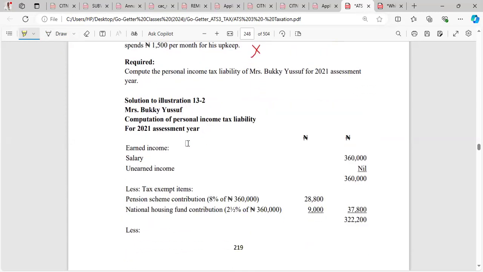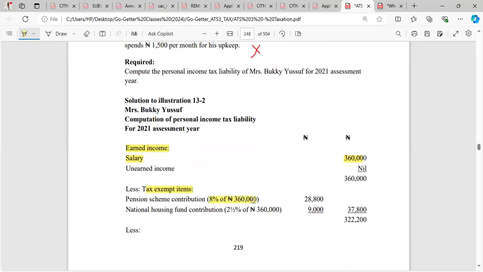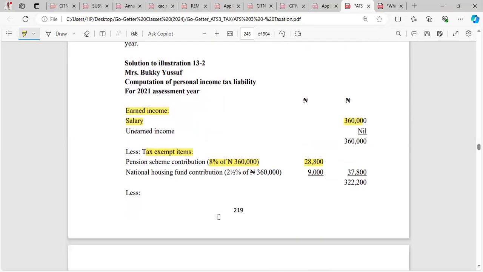Now, how do you compute the tax liability? Look at her earned income, salary. Her consolidated salary is 360 as given. She has no unearned income, so no rental income, no dividend income, no interest income. Now, tax exempt items. We have our pension scheme at 8% of her consolidated income, which is housing, transport, and basic, and we got 28,800. The National Housing Fund is 2.5% of basic, but we are not given basic, so you use 2.5% of everything here. It gives you 9,000. When you add these two together, you have 37,800.